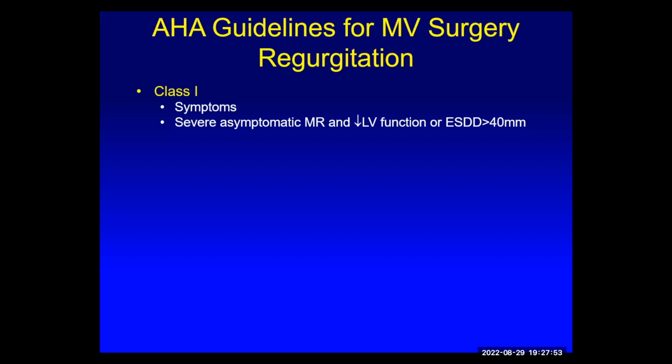valve regurgitation, or when they have asymptomatic mitral valve regurgitation, but still severe, and the LV function is dropping, so they don't have the usual 60-65% ejection fraction, or the end systolic diameter, that's the ESD, of the ventricle is more than 40 millimeters. We don't count the diastolic diameter. It can increase in size, but at the end of the systole, it should not be distended.